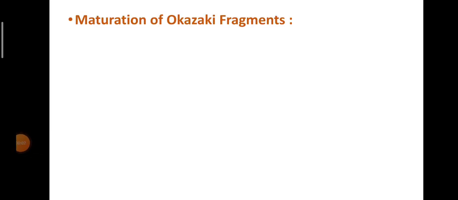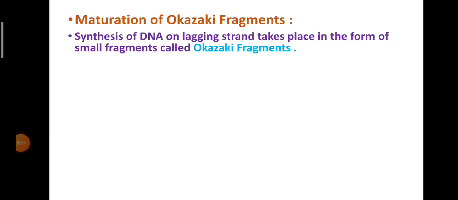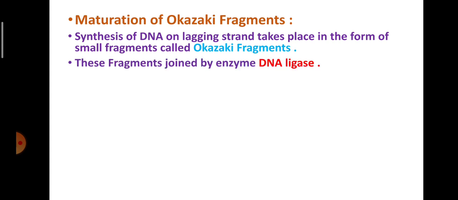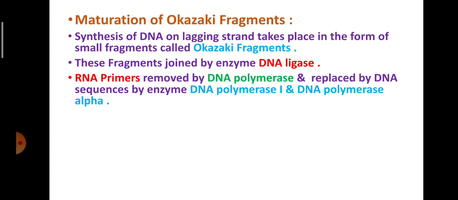Next step in replication, maturation of Okazaki fragments. Synthesis of DNA on the lagging strand takes place in the form of small fragments called Okazaki fragments. These fragments are joined by the enzyme DNA ligase. RNA primers are removed by DNA polymerase and replaced by DNA sequences by the enzyme DNA polymerase I and DNA polymerase alpha.